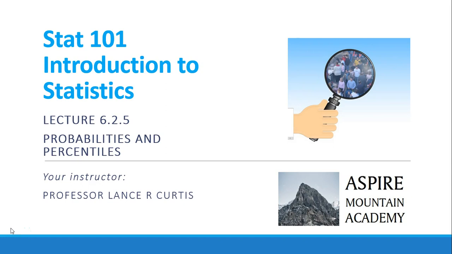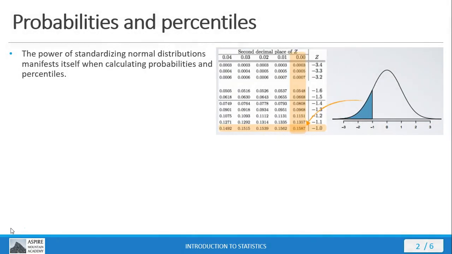In less than 10 minutes, this video explains how z-scores can help us find probabilities for both standard and non-standard normal distributions. Let's get started. The reason why we're looking at these normal distributions is because they represent a really powerful tool in our statistics toolbox. They help us to calculate probabilities and percentiles with relative ease.